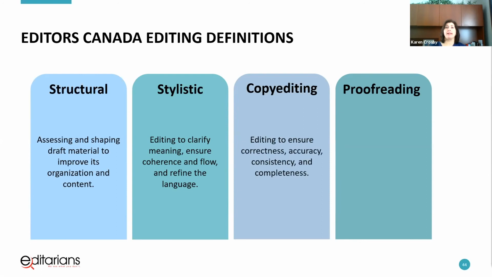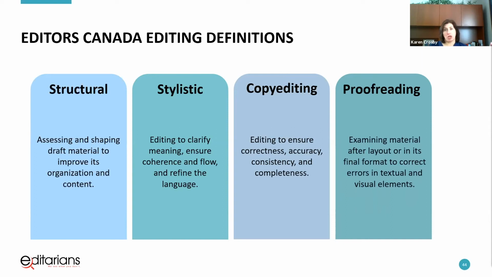The third bucket, copy editing, is editing for grammar, spelling, punctuation, and usage. When clients say, "Can you proofread my paper?" what they're usually really asking for is copy editing. This is where we firmly land when editing academic work, and I will circle back to cover in more detail what copy editing entails. The last type of editing is proofreading.